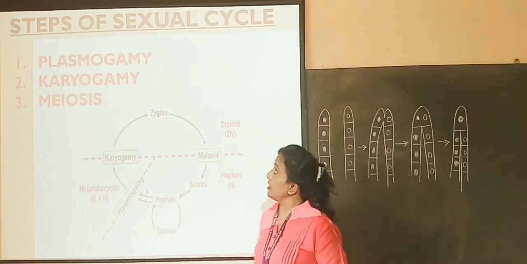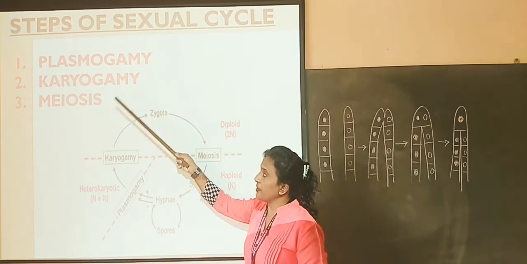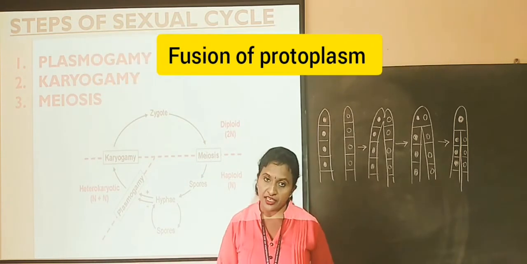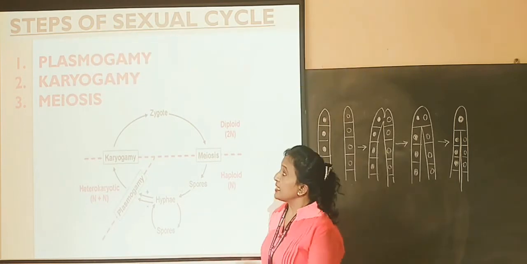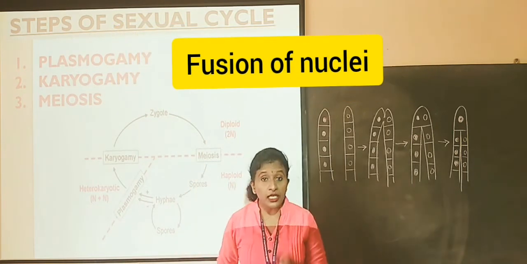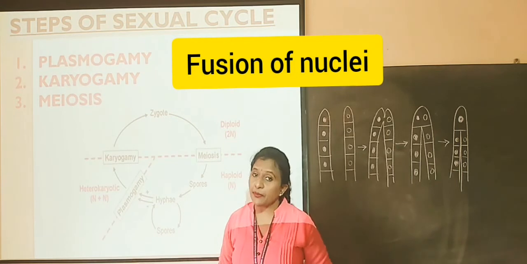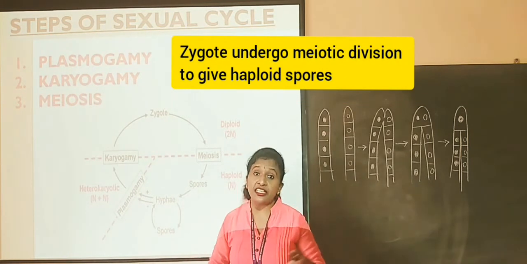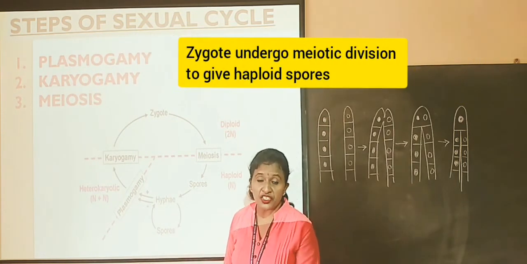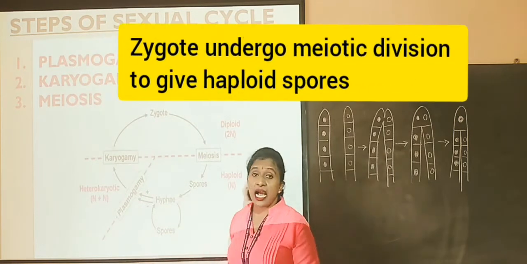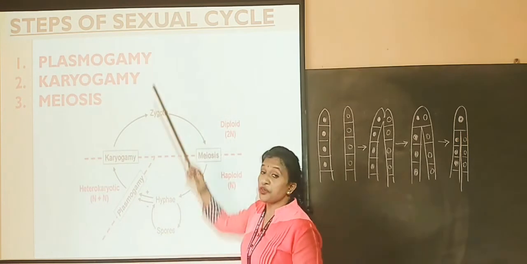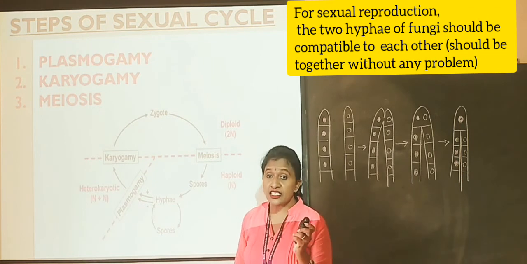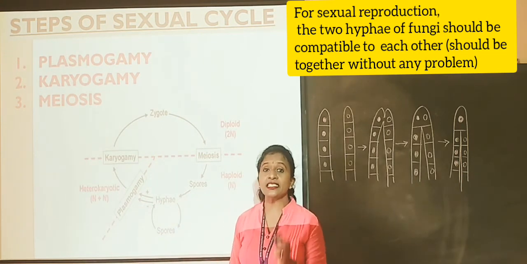These spores are involved in the sexual cycle: plasmogamy, karyogamy and meiosis. Plasmogamy is the fusion of protoplasm between the two hyphae or gamete or gametangia. Karyogamy is the fusion of the nuclei which are present in these hyphae, gamete or gametangia. Meiosis is the process by which the zygote that is formed after the fertilization will undergo meiotic division to release spores. And these spores are haploid in nature. So we should remember, first there will be the fusion of protoplasm, then fusion of nuclei, and then the cell that is formed will undergo meiotic division to release spores.